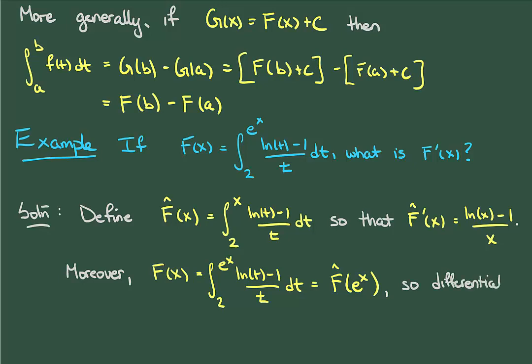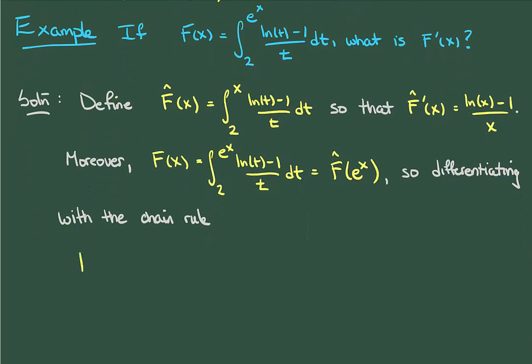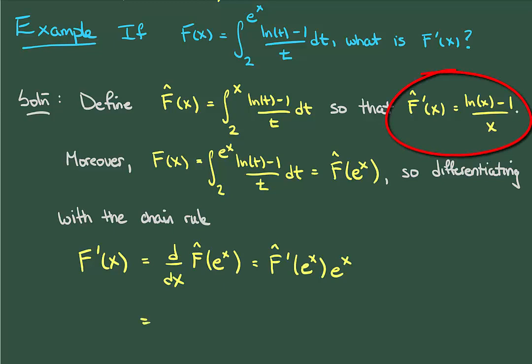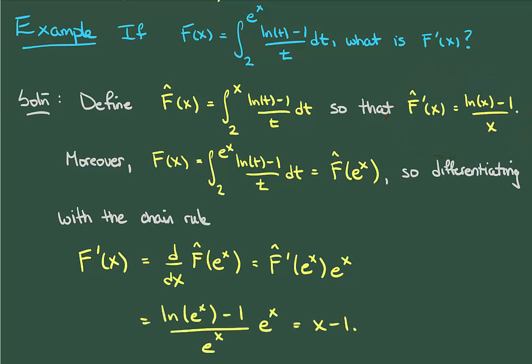Thus, we can differentiate big F by applying the chain rule, giving us the following. But we know the derivative of F hat, so we plug everything in and get x minus 1 as our answer. So the fundamental theorem of calculus allows us to relate the area under the graph to the computation of an antiderivative. And that's a big deal, since now we can compute non-trivial areas.